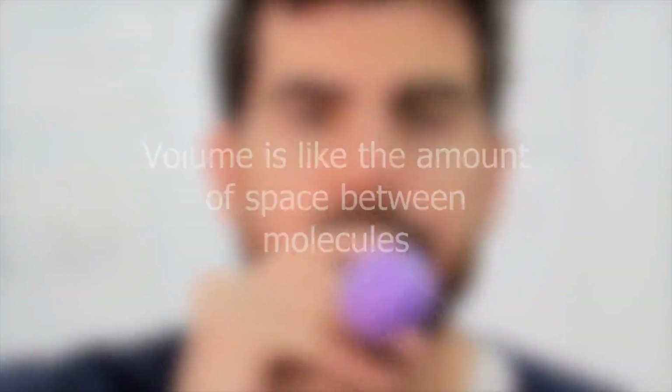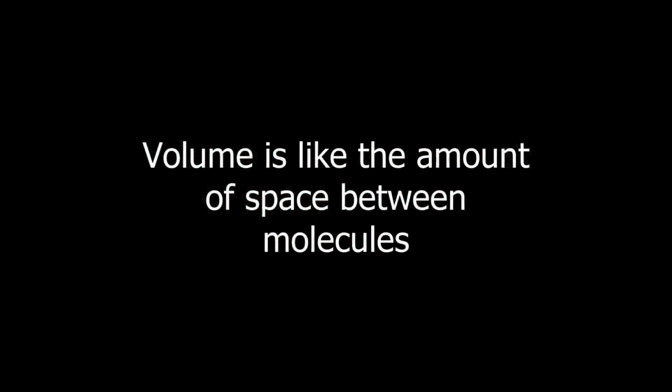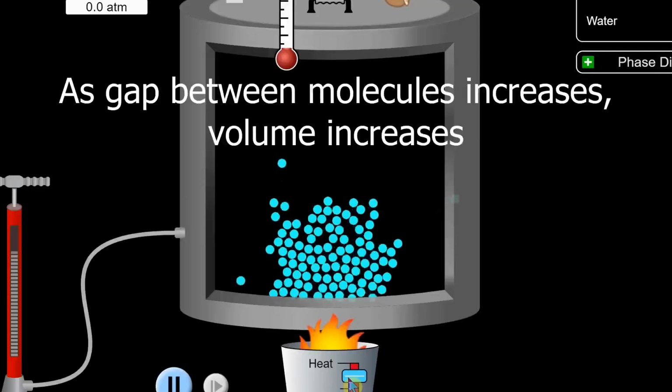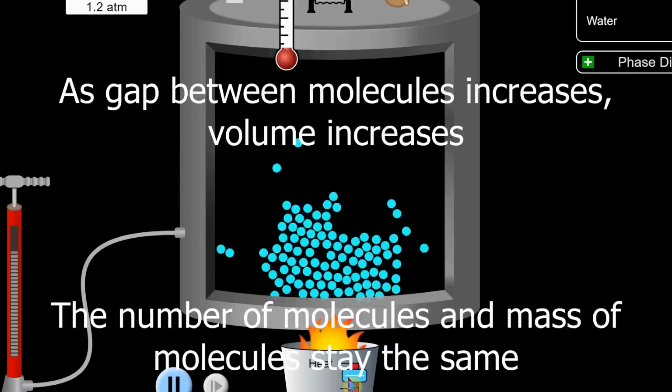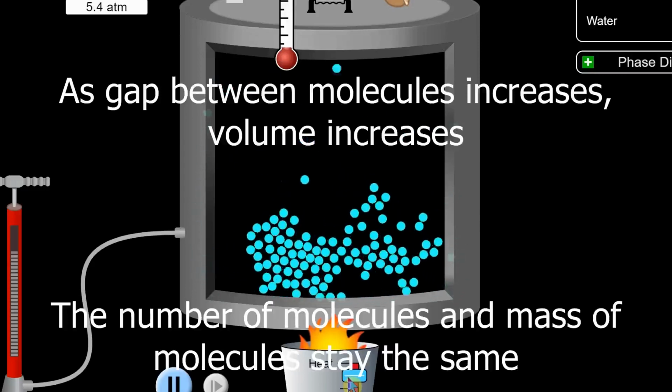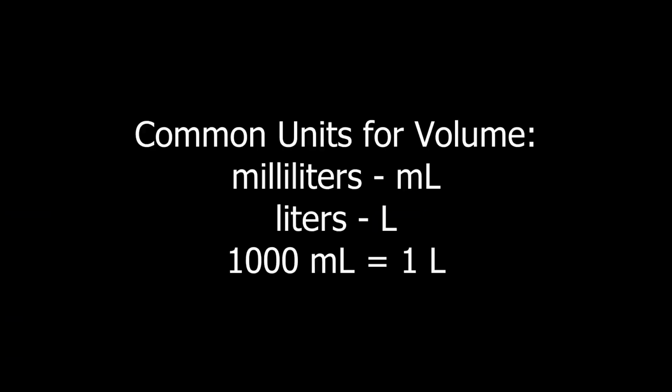For volume, you could think of it as the amount of space between each molecules. As the gap increases, the volume increases, even if the number of molecules and the mass of the molecules stays the same. Common units for volume are milliliters and liters.